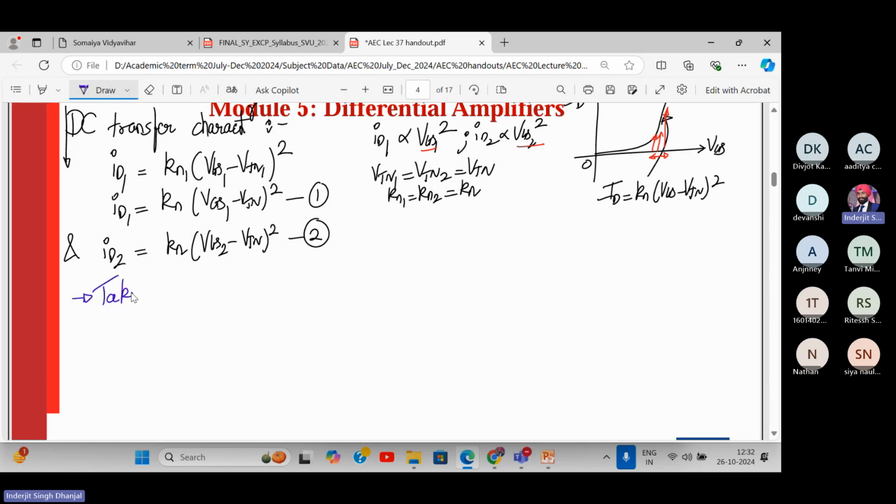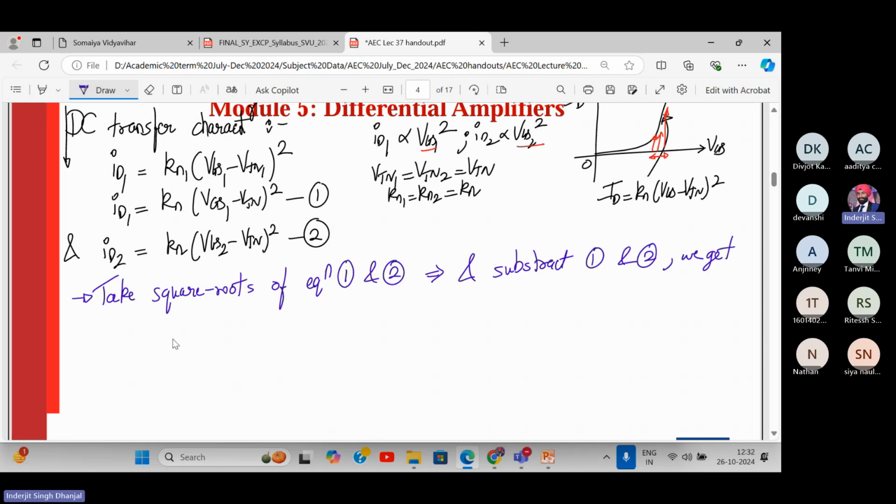Now we take the square root of equation number 1 and 2. Okay, we take the square root and subtract 1 and 2. We get, let's do that. So we write square root of ID1 minus square root of ID2. When we take the square root, what do we have here? Root of Kn, right? It's common. Yes or no? And VTN gets cancelled.